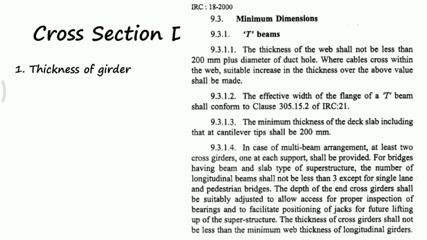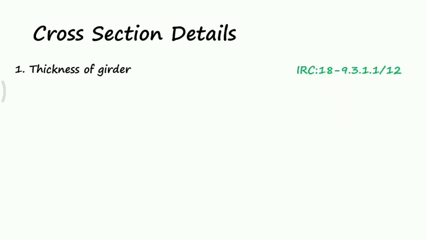So now we'll start with the cross section details. First is thickness of girder. As per IRC 18, 9.3.1.1, page number 12, the thickness of the web shall not be less than 200 mm plus diameter of duct hole. So here we'll consider thickness of girder as 300 mm.